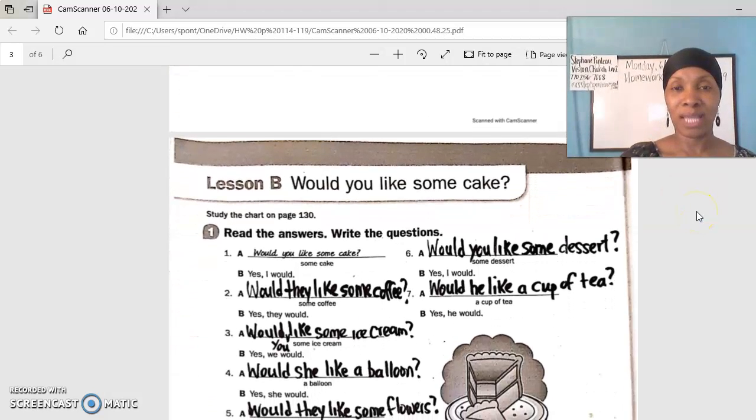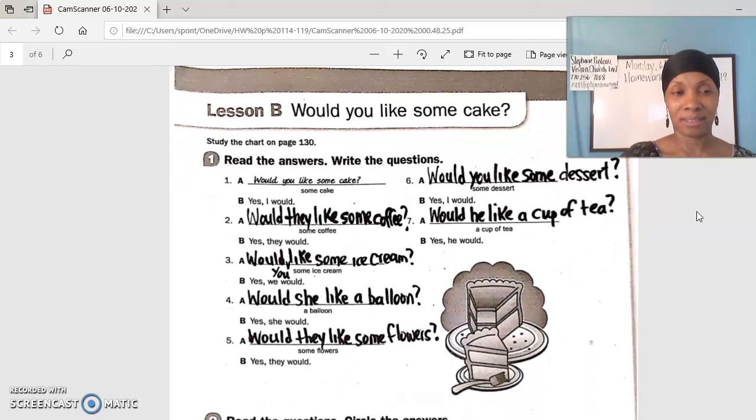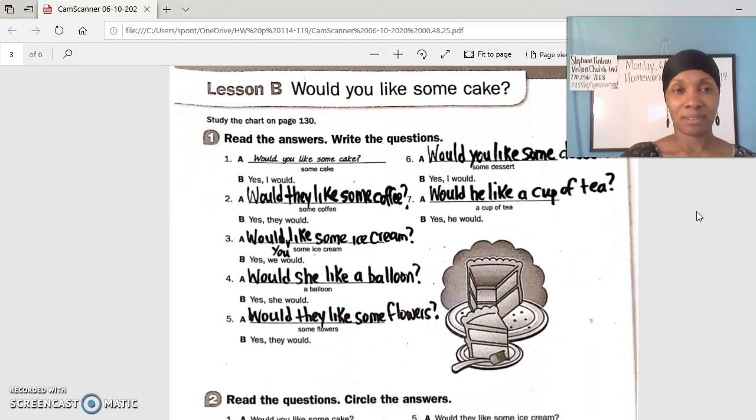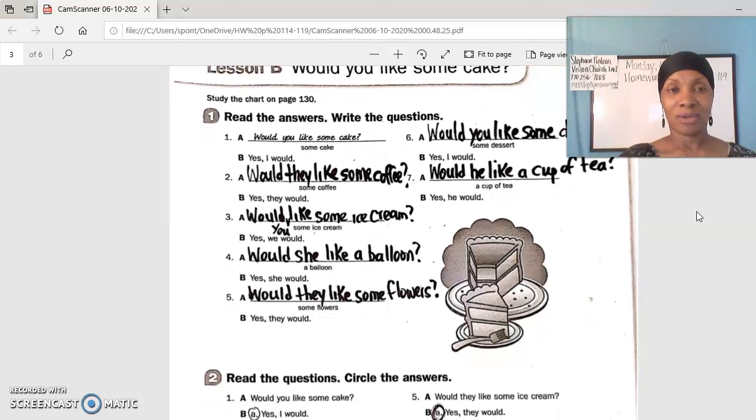Lesson B, would you like some cake? All right, so you studied the chart on page 130, right? It says read the answers, write the questions. So now we're going to practice. If you answered a question as a complete sentence, it's easy to know what the question was. So that's kind of what we're doing in this exercise.